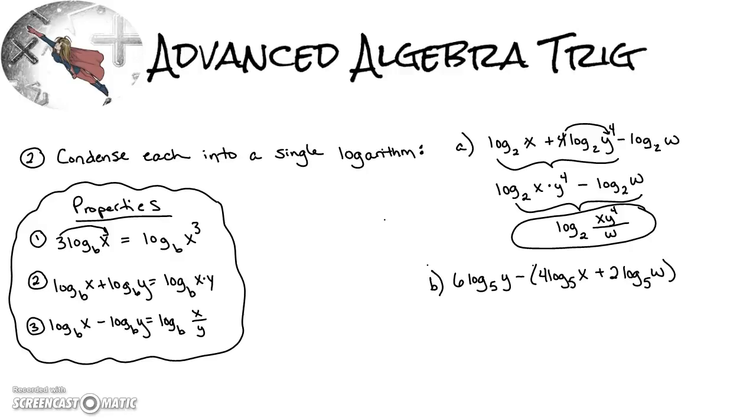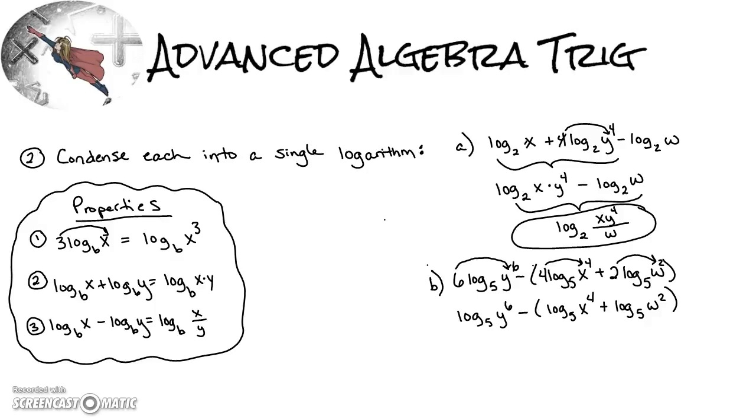Now with this part B, I'm going to go through, I'm not going to forget this time, and move all the front numbers to be exponents. So like this 4 can move, and the 2 can move. Let's just rewrite that much. So the log base 5 of y to the 6th minus log base 5 of x to the 4th plus log base 5 of w squared. So this is what we have now.